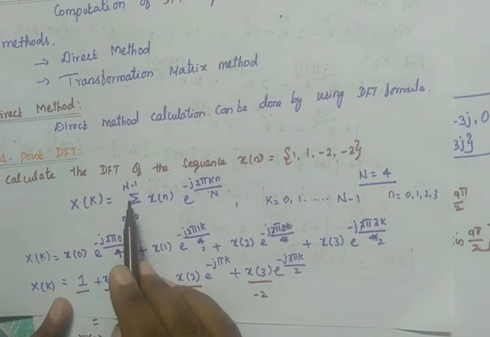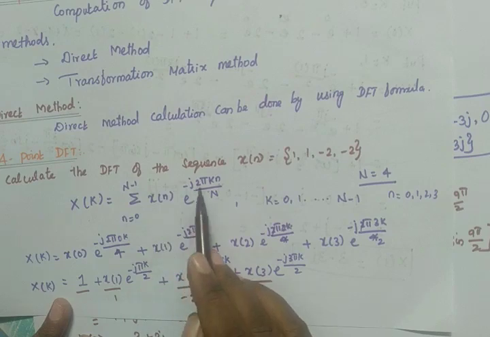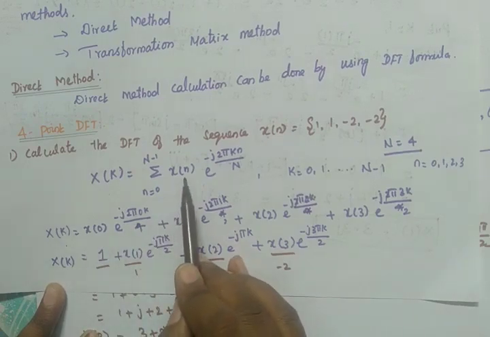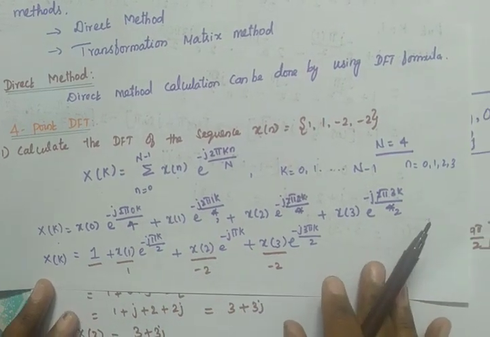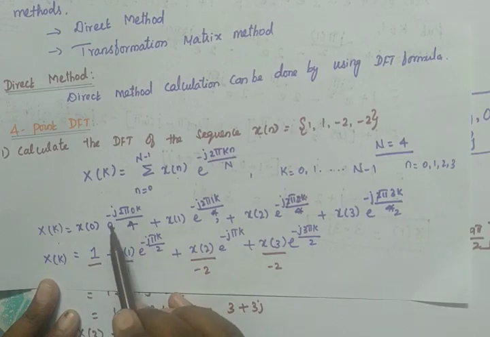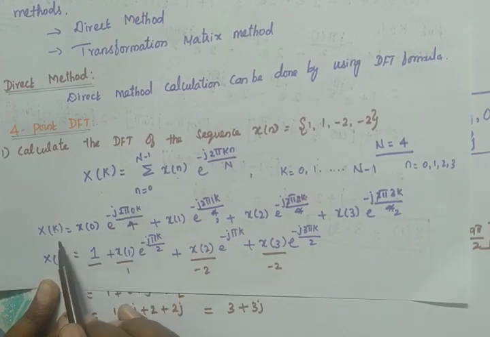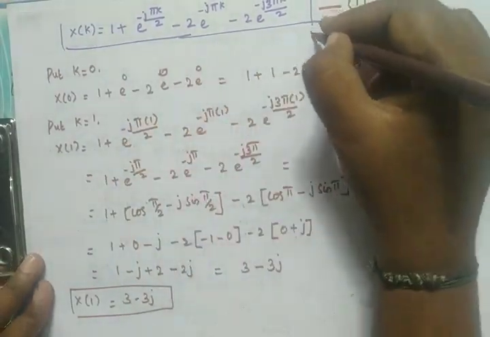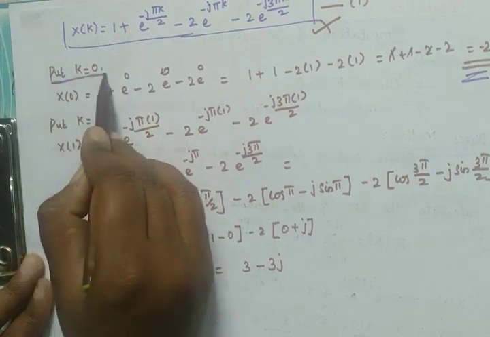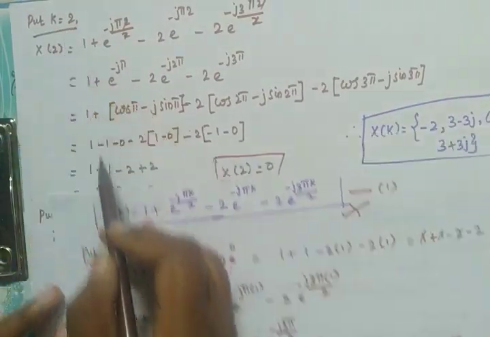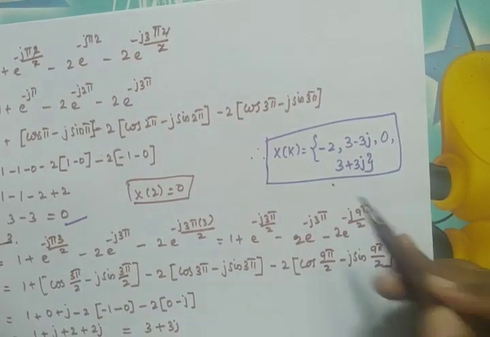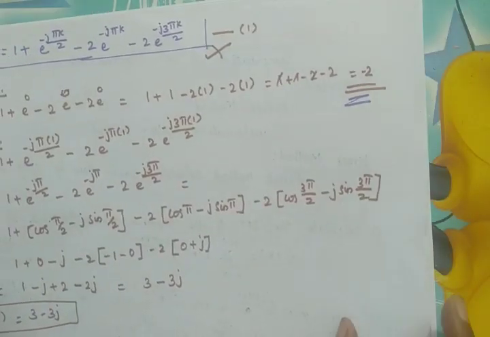X of k is equal to summation n is equal to 0 to N minus 1, x of n into e power minus j 2 pi k n by N. Now substitute the values. X of k is equal to x of 0, x of 1, x of 2, x of 3, then substitute the n value, e power minus j 2 pi 0. When k is equal to 0, substitute the values and find the answer. X of k is equal to 1 plus. So after finding this X of k, substitute the values, put k is equal to 0, k is equal to 1, k is equal to 2, k is equal to 3, and finally we will get the answer X of k. So like this we have to compute using the direct method.